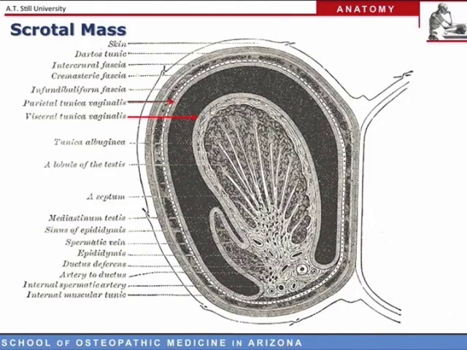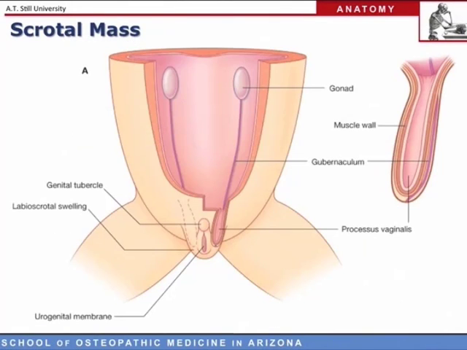And so now we see the two layers, and in between the two layers, right in here, would be a small amount of serous fluid under normal circumstances. Now, we want to remember that the gonads, in this case the testes, originate embryonically high up in the posterior abdominal wall, and it's a retroperitoneal structure in the posterior abdominal wall.